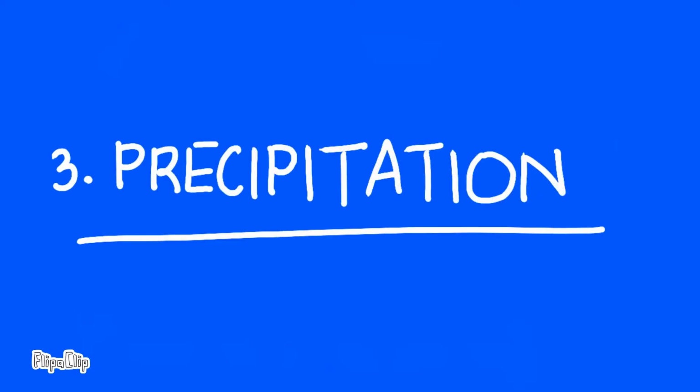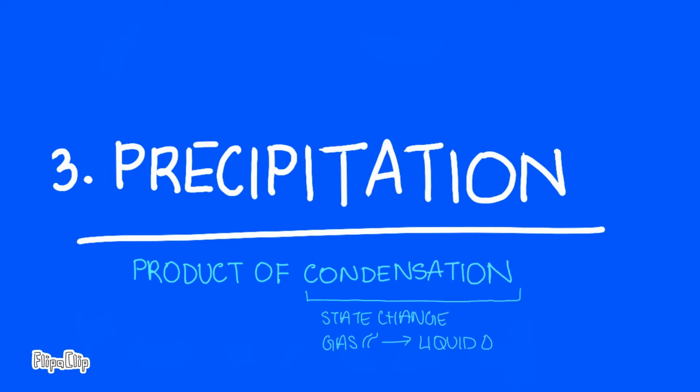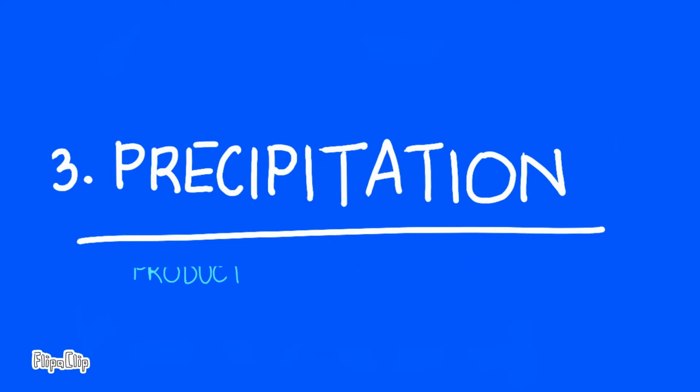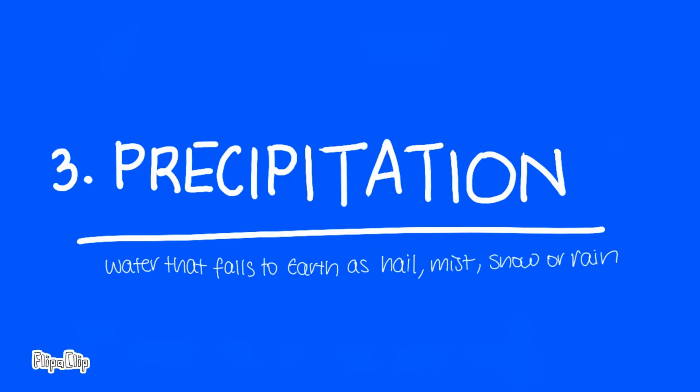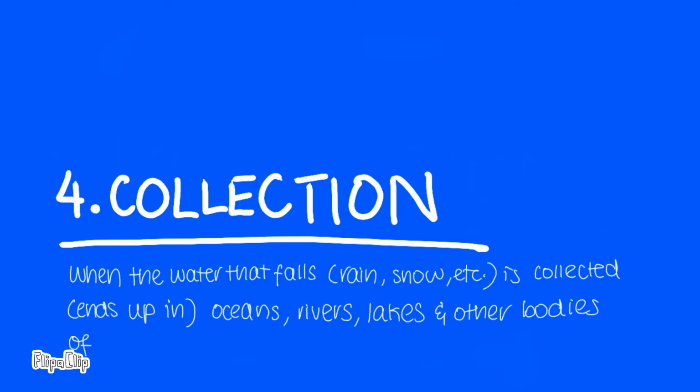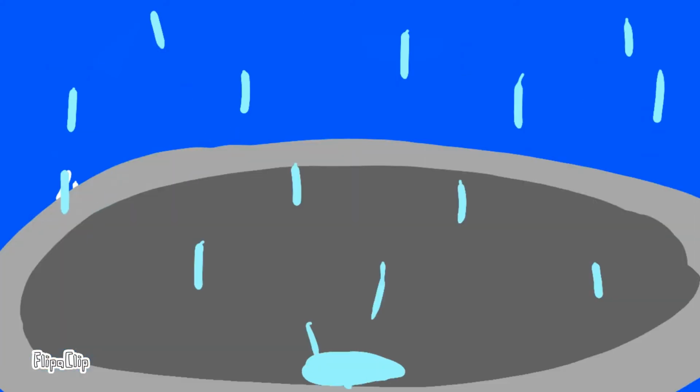The third stage is called precipitation. Essentially, it refers to the water falling back to Earth. It's basically a fancy word for rain, mist, snow, or any other way that water returns to Earth. The final stage is collection. This is when water that falls to Earth is collected or is kept in lakes and rivers. Now you know the four stages of the water cycle.